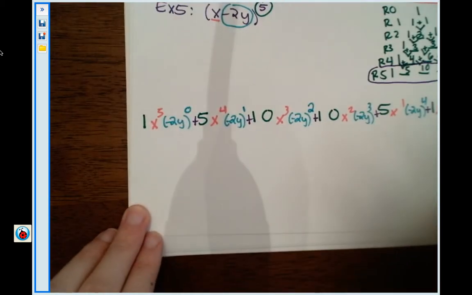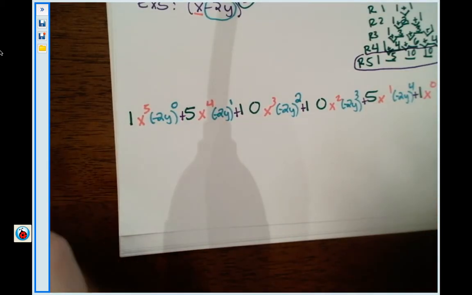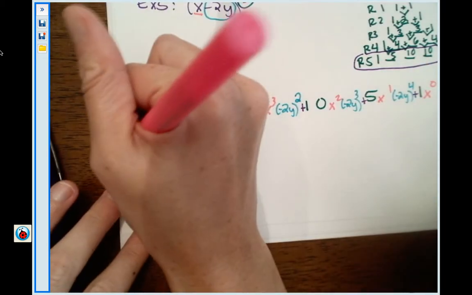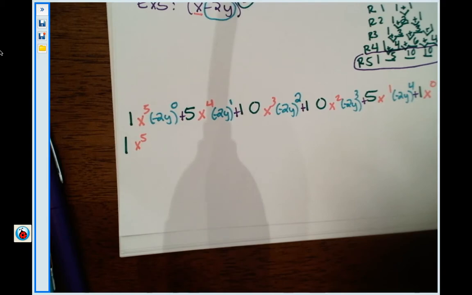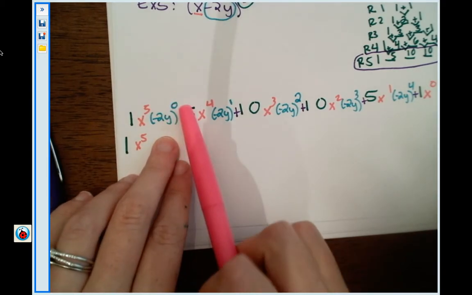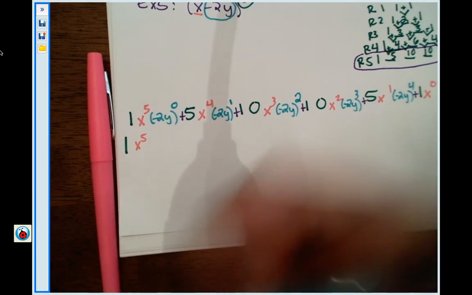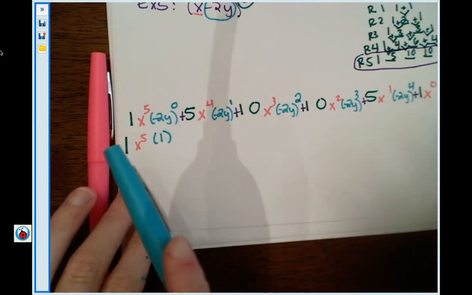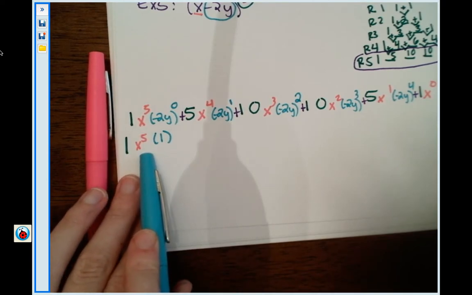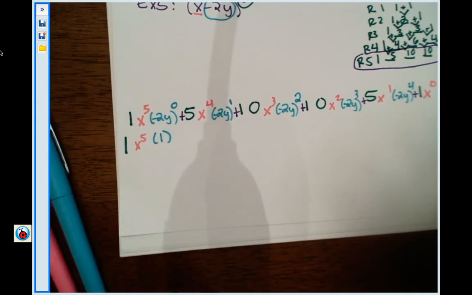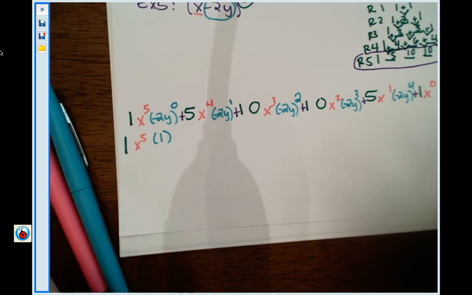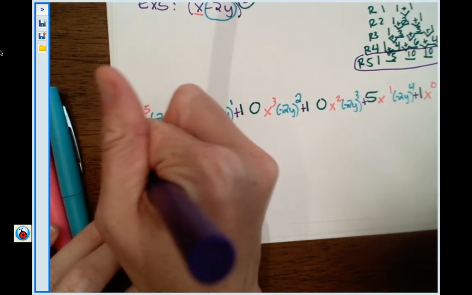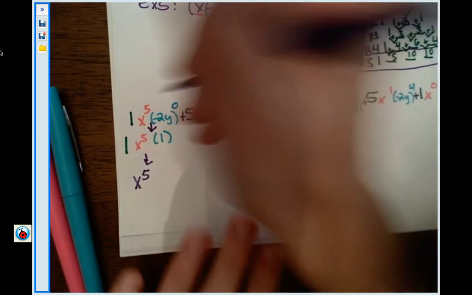Alright, so we have our 1. X to the 5th is just x to the 5th. And then I have this negative 2y to the 0. Well, remember you guys, anything to the 0 power is just 1. So all that reduces down to is just a 1. Alright, let's start multiplying. 1 times x to the 5th is x to the 5th, and x to the 5th times 1 is x to the 5th. So all this is, you guys, is x to the 5th. Holy hot dog. So our first term is done.